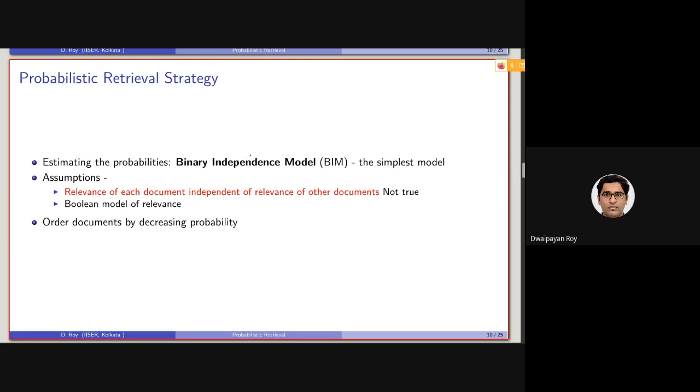And it also considers a binary relevance, that is, the relevance can be either 0 or 1. That is, a document can be either relevant or non-relevant. There cannot be partially relevant or highly relevant. This kind of grading will not be there. A document should be either classified as 0, that is non-relevant, or 1, that is relevant. Now what we need to do is order the documents by decreasing probability.